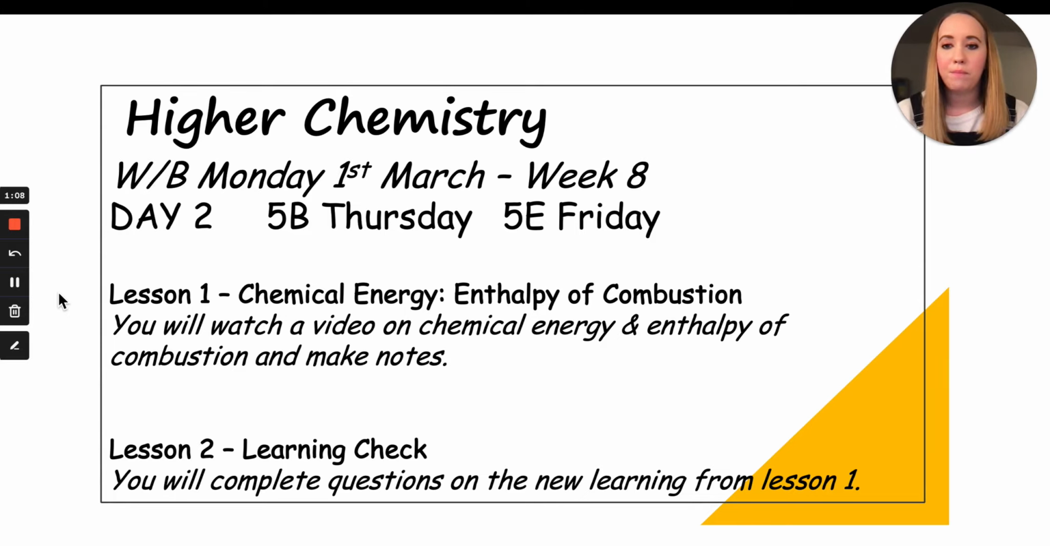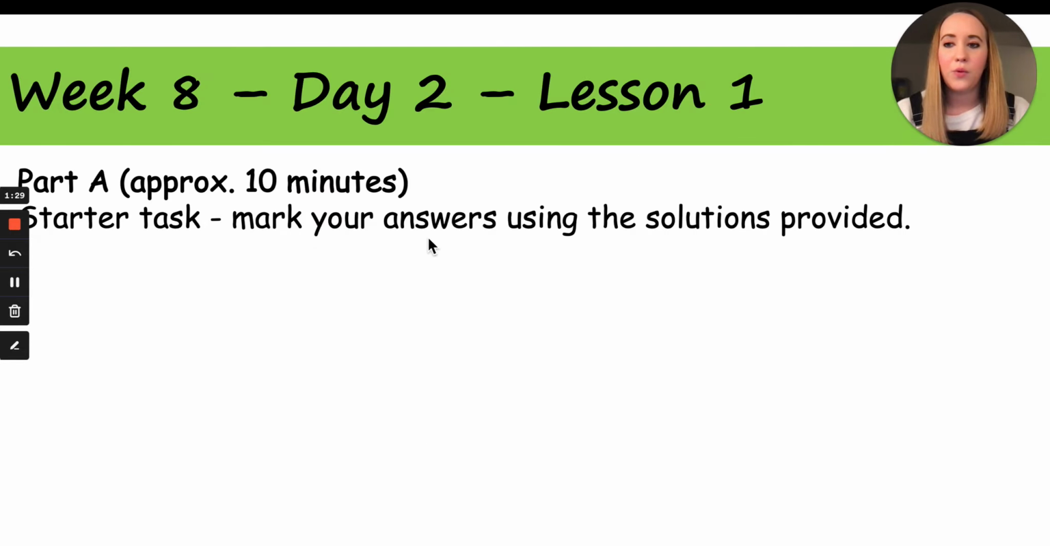So, lesson 1, we're going to be learning about the topic of chemical energy, so a little introduction to the topic, and about something called enthalpy of combustion. And then lesson 2 is going to be a learning check on what we've learned from lesson 1. So, in lesson 1, part A should take you about 10 minutes, and you've got a starter task to complete. So a few questions to work through, and then the answers are provided, so you can check how you got on.